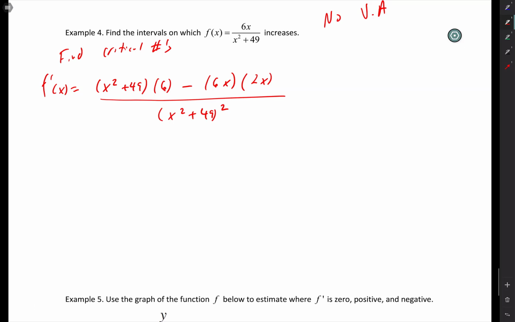This will never be undefined because I'll never get the bottom to be 0, but I can get the numerator to equal 0. So I'm just going to set the numerator part equal to 0. Six x squared plus, ooh, okay. If I have 6 quarters, 50, $25, $1.50, and then subtract 6 from that, 144.